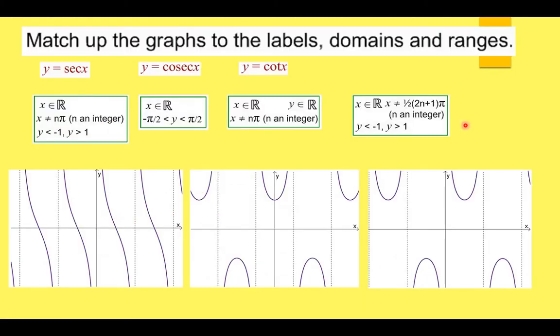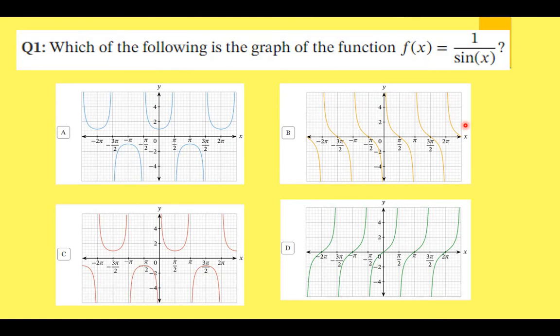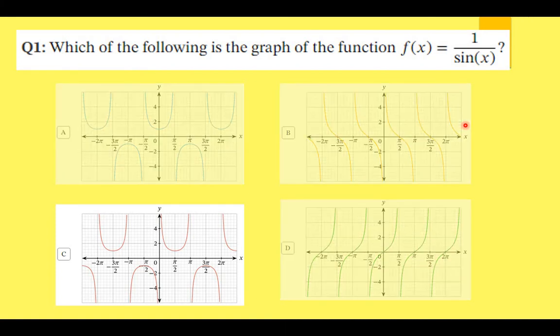Right, hopefully you're getting familiar now. See if you can match them up. Here's the answer. Okay, and here are the values of x and the values of y that you get. Which one of these is 1 over sine? So you're thinking about the shape and where it is placed. It should be C.